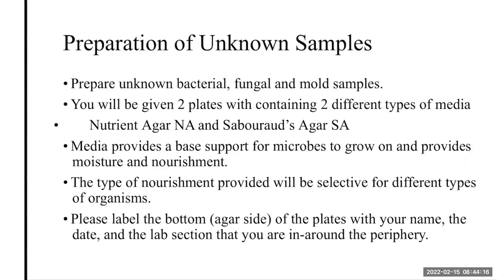So first of all, the way you're going to prepare some unknown samples is that you're going to be given two different types of agar plates. One plate will contain nutrient agar. This is sort of a broad spectrum type of bacterial plate. It supports the growth of most bacterial types of species.